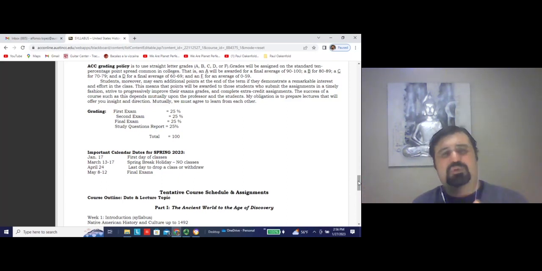So the grade distribution goes like this. First, second, and final exams, 25% each, and the study questions report is 25%. That's 100%. Now, if you also take into account the extra credit assignments, that's extra points.